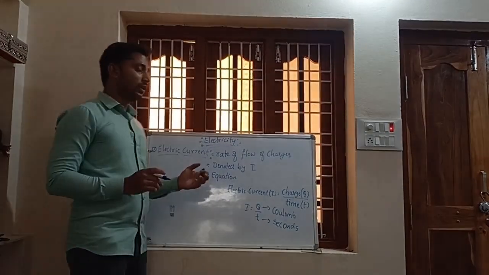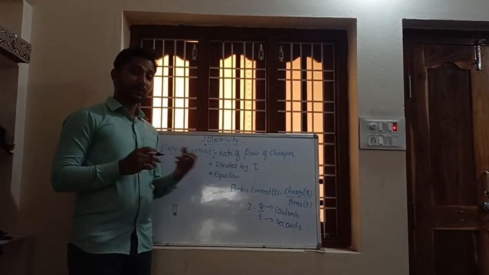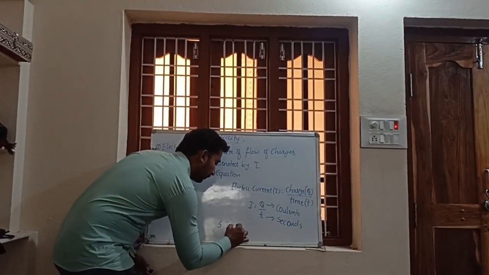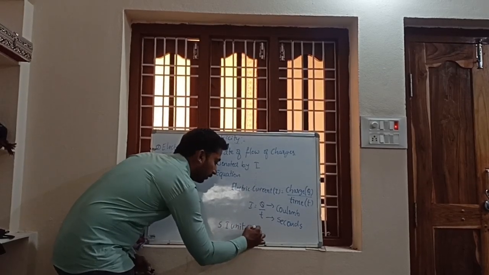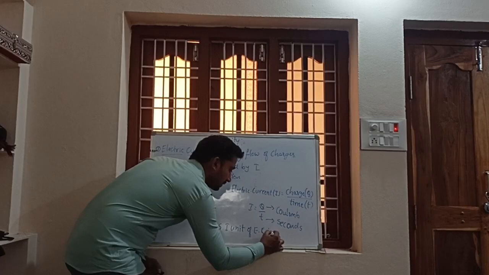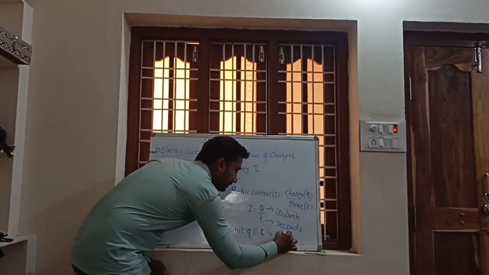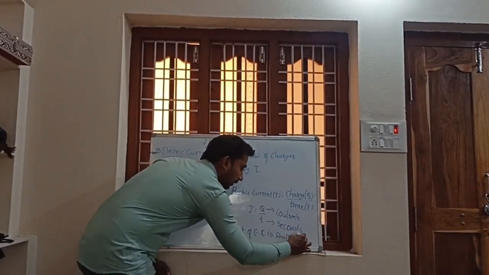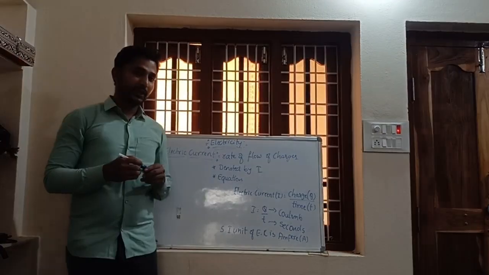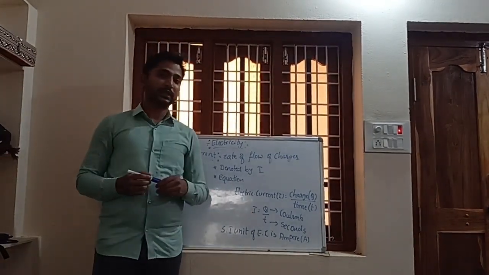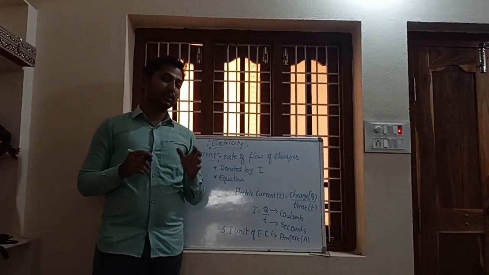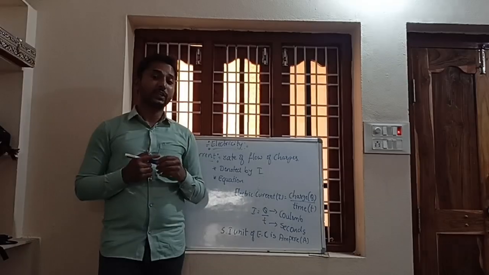Then in which unit are we measuring electric current? The SI unit of electric current is ampere, denoted by capital A. This is the name of a scientist, Andre-Marie Ampere. From Andre-Marie Ampere we have taken this. Look, the SI units which have capital letters are taken from the names of persons, that is, from scientists.